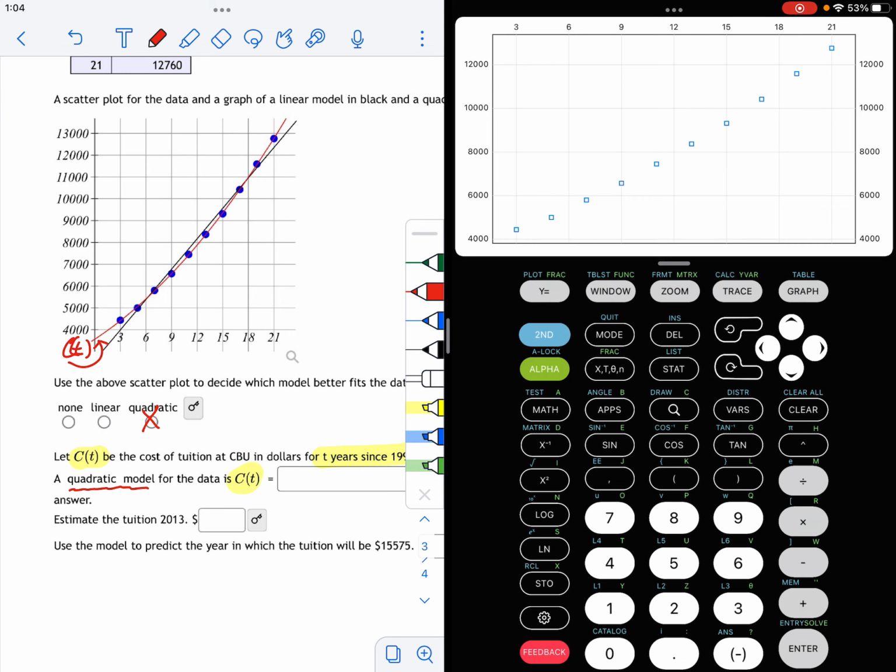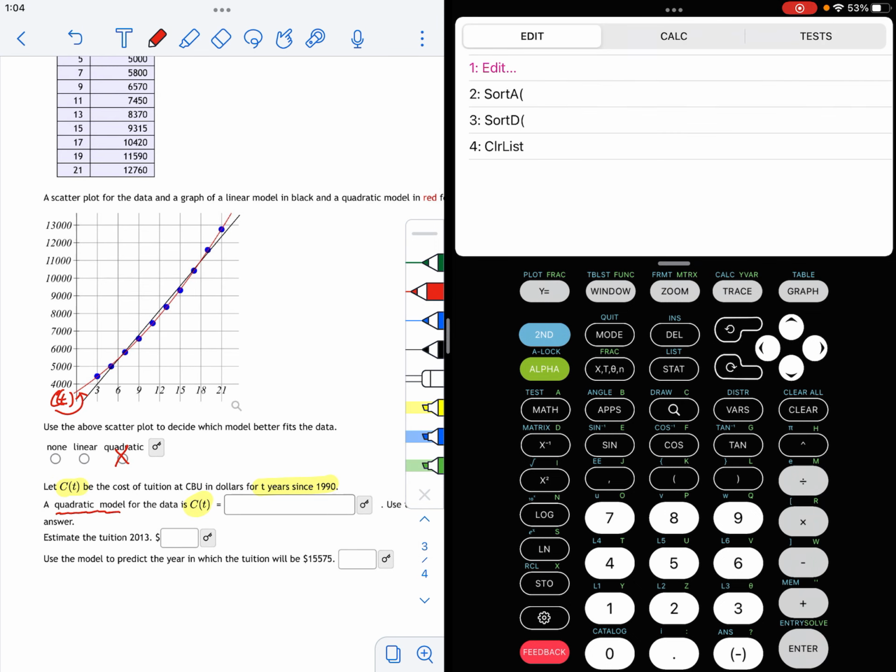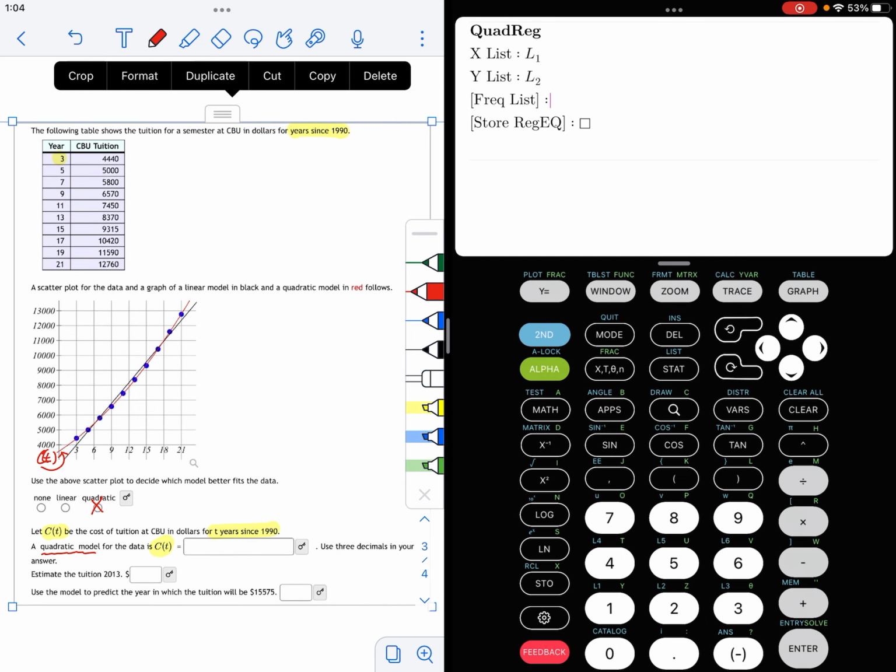All right, so we need an equation here. Let's go find our equation. We're going to go to Stat, go over to Calculate, and go down to quadratic regression, QuadReg. We'll hit Enter.